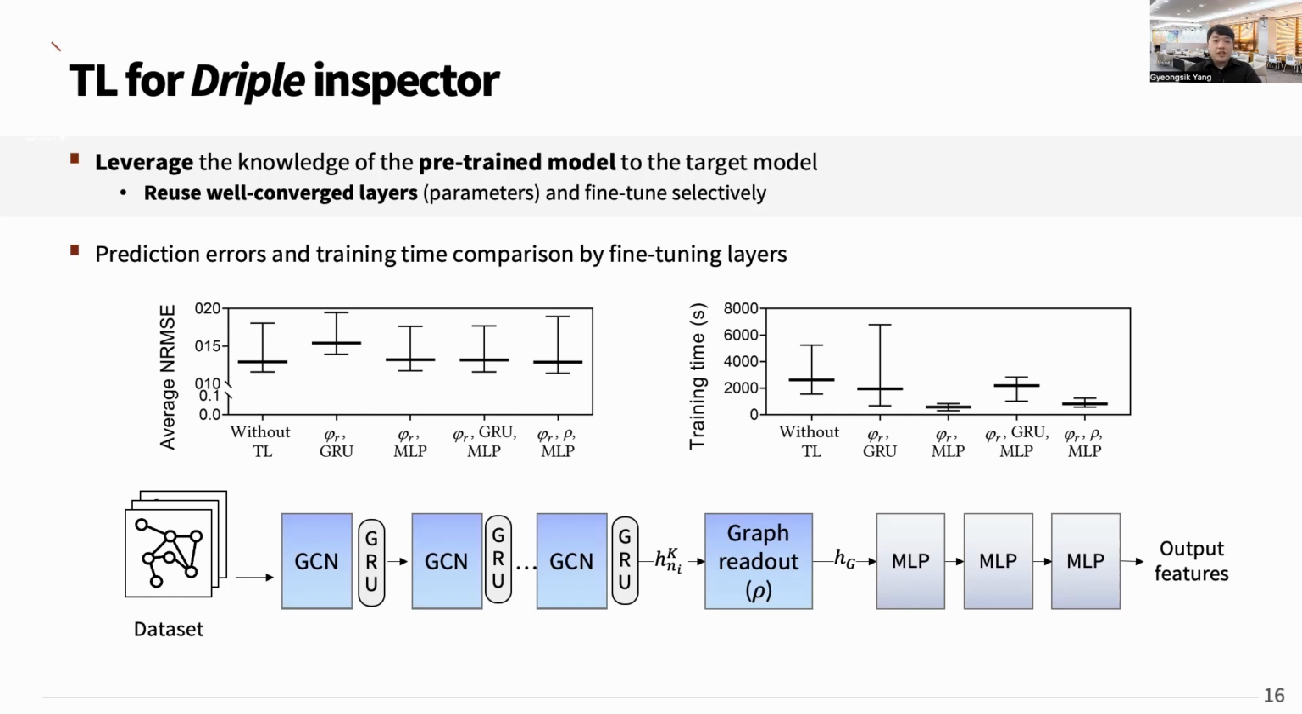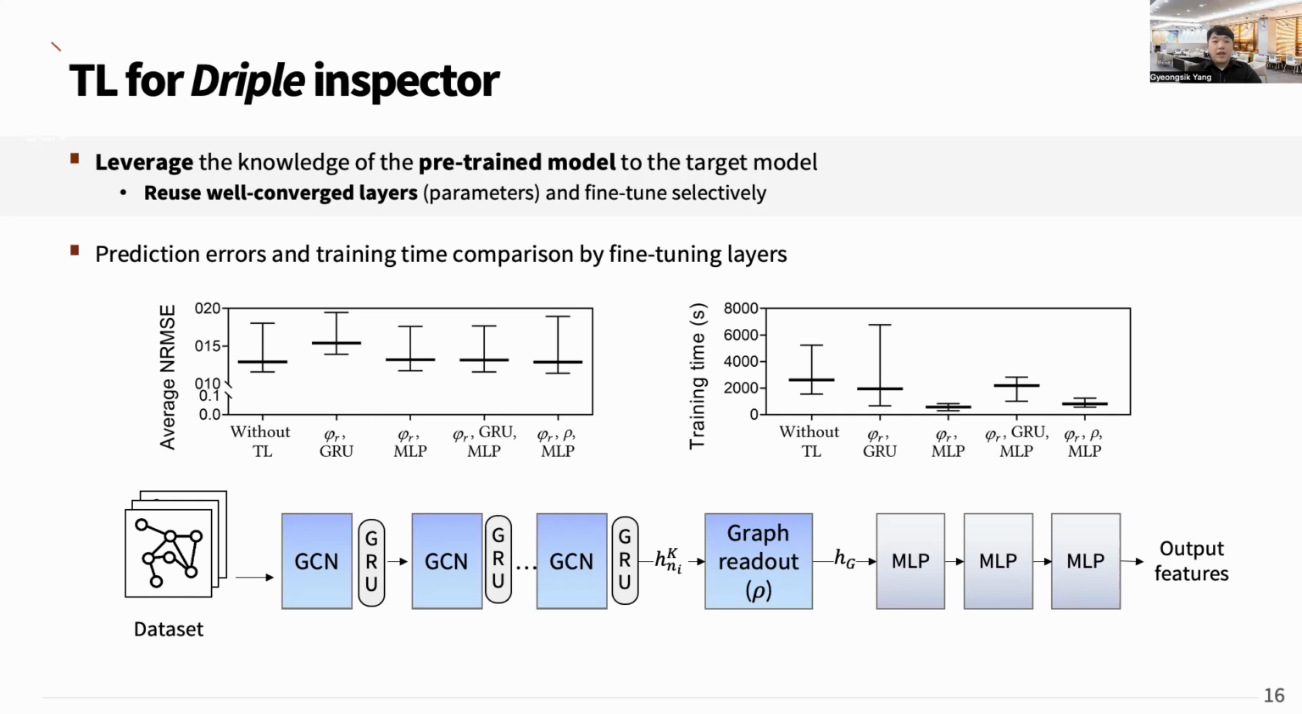Transfer learning is a training technique to leverage the knowledge of the pre-trained model for the new target model, so that the training time and the dataset size are reduced. In particular, transfer learning reuses well-converged layers and fine-tunes other layers selectively.